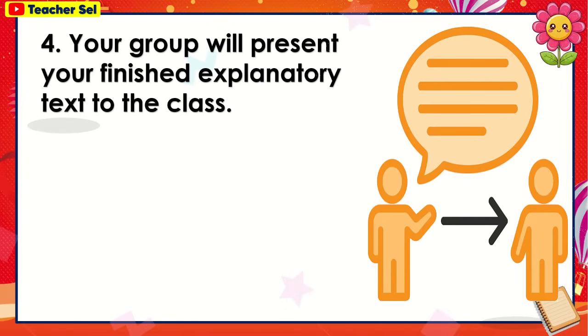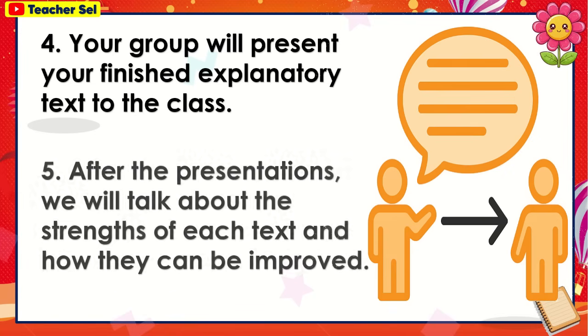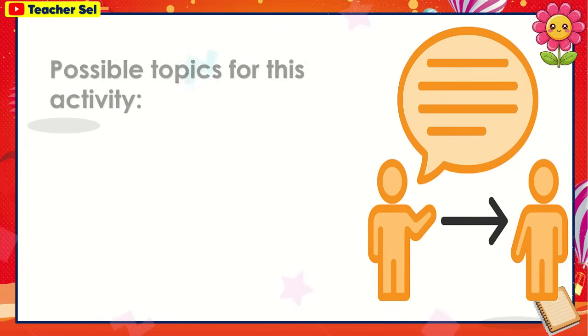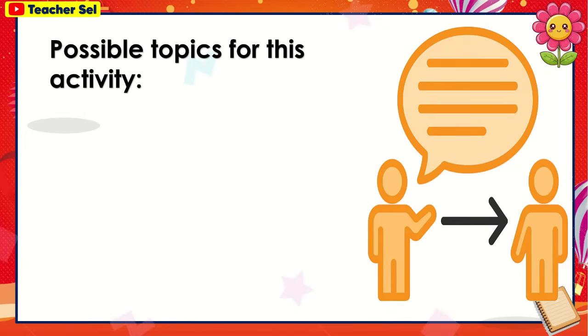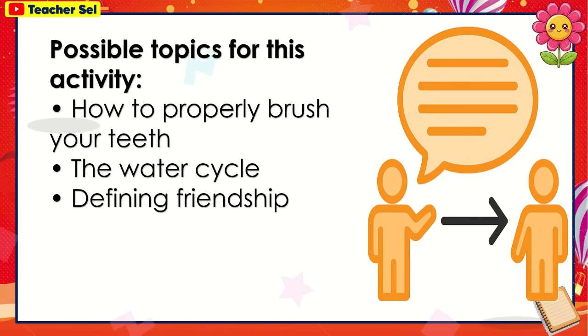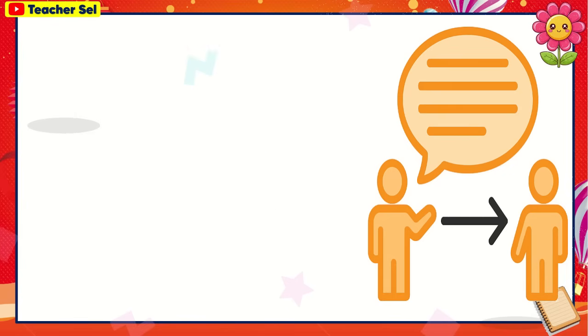Your group will present your finished explanatory text to the class. After the presentations, we will talk about the strengths of each text and how they can be improved. Here are the possible topics for this activity. How to properly brush your teeth, the water cycle, defining friendship, my ideal home, my best friend.